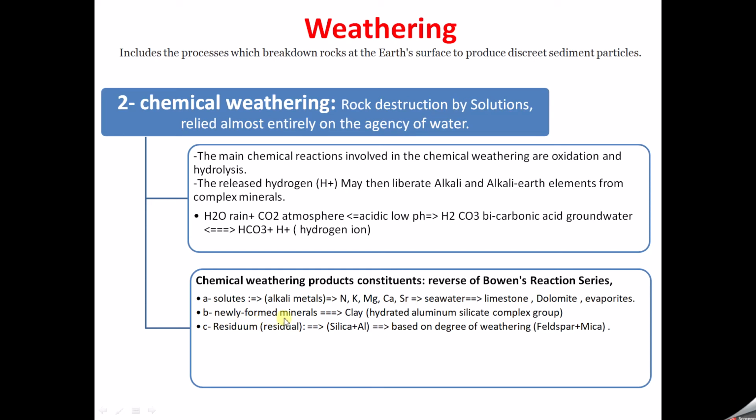And newly formed minerals, they're basically clay minerals, a complex group of hydrous aluminum silicate. Residuum or residual hard particles, usually silica and aluminum, based on the degree of weathering. But if you have mechanical weathering, no chemical weathering, just mechanical weathering, you get feldspar or mica. But if you have intense chemical weathering, your end product will be silica and aluminum residual.